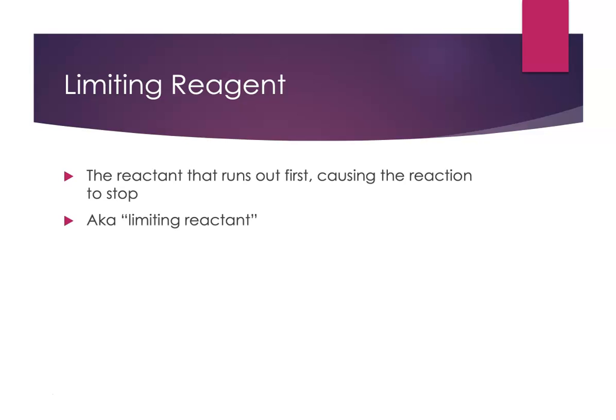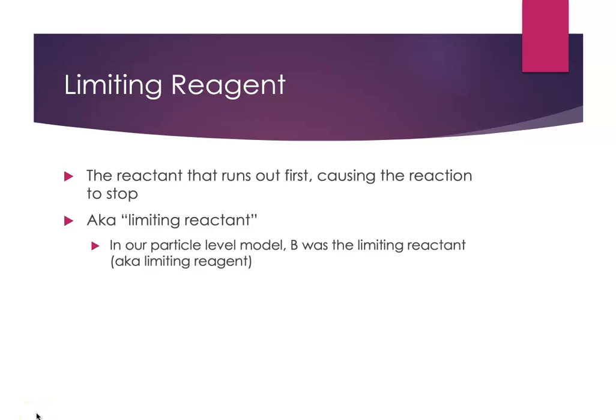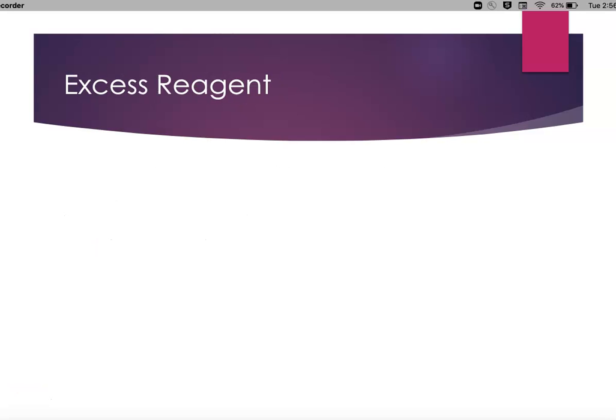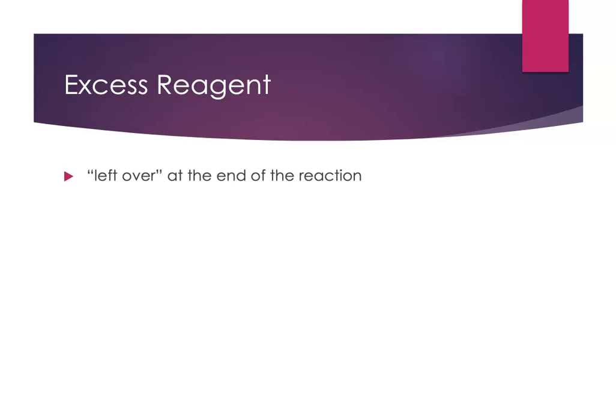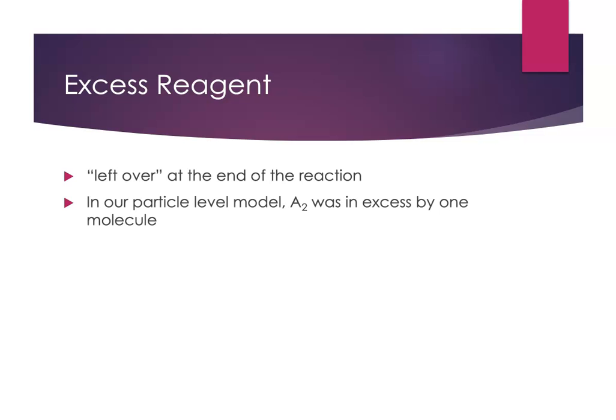It's sometimes referred to as limiting reactant. Limiting reagent, limiting reactant, these terms are interchangeable. In the picture models that we were looking at, B was the limiting reactant. I ran out of it first, and therefore I couldn't make any more AB2 molecules for the product. Meanwhile, the other reactant is left over. This reactant is in excess because we didn't use it all up, and it's still there when we're done. In our particle level model, A2 was in excess. We had 1 molecule of A2 left over at the end when we had used up all of B.